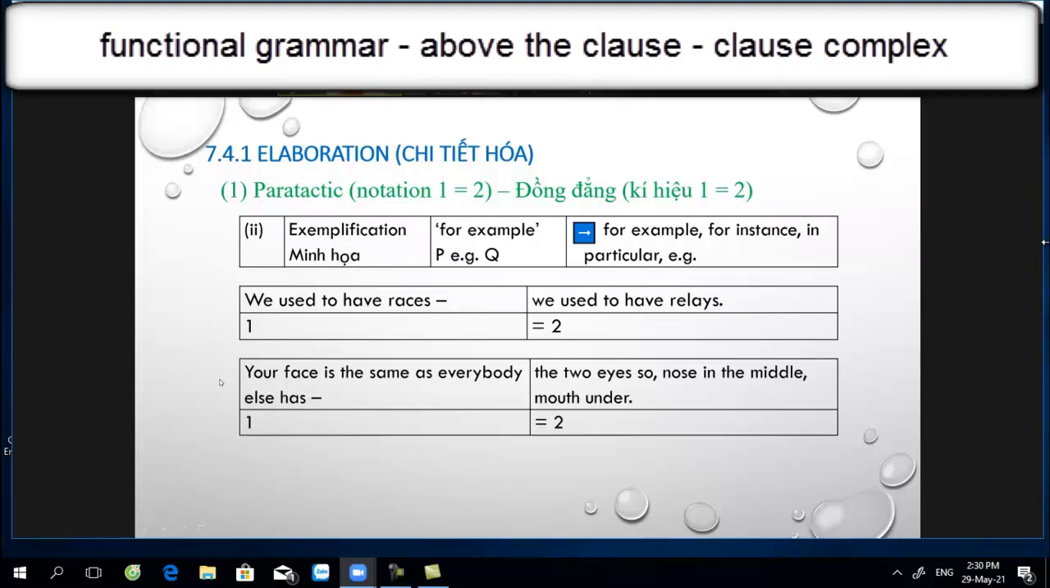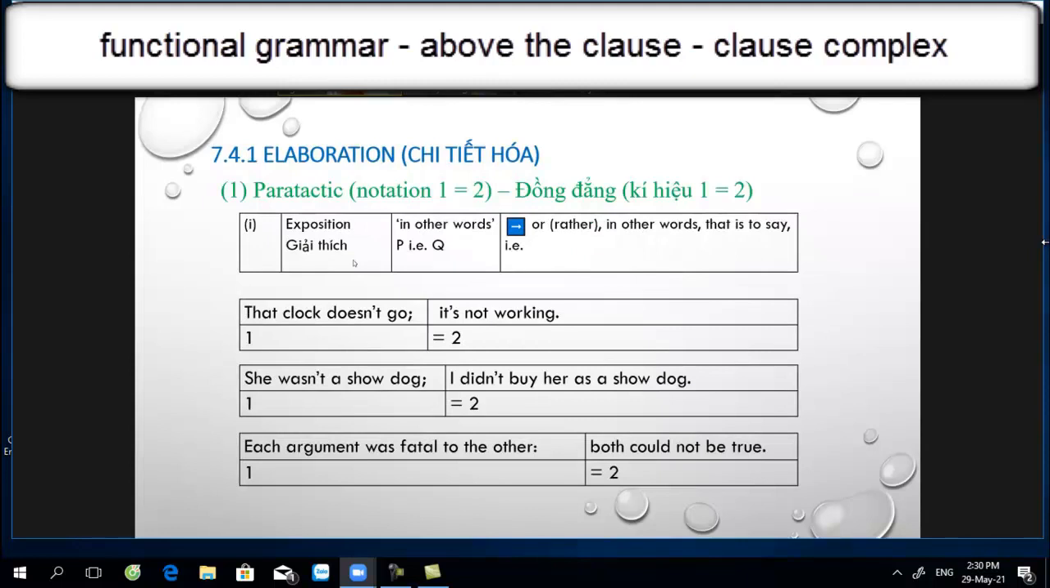I'm sorry, but I think that I skipped the first one. Sorry, exposition. And now, Ting, can you help me to call another one? The first one, yes, example. "That clock doesn't go. It's not working." Okay, and "it's not working" is the explanation for the first clause, "that clock doesn't go." And thank you, Miss Thúy. The next victim, please. Duy ơi, it's your turn. Mr. Duy, the next victim.